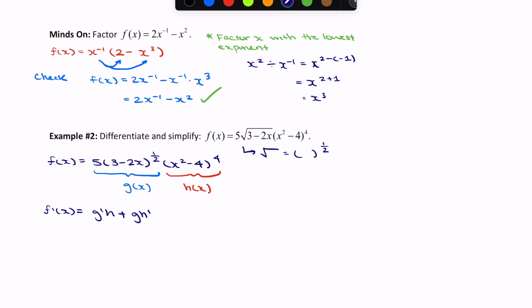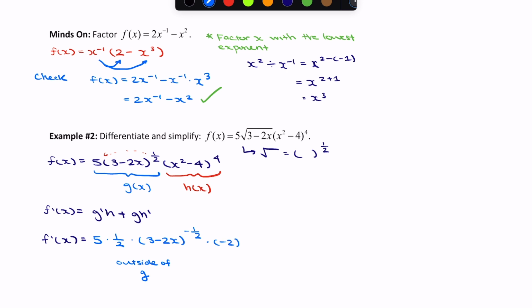Okay, so here f prime of x is equal, so we'll start with g prime of x. So again, move the exponent to the bottom. So 5 times 1 over 2 times (3 minus 2x) to the power of 1 over 2 minus 1. So negative 1 over 2. And that would be the outside of g. And the inside of g would simply just be negative 2.